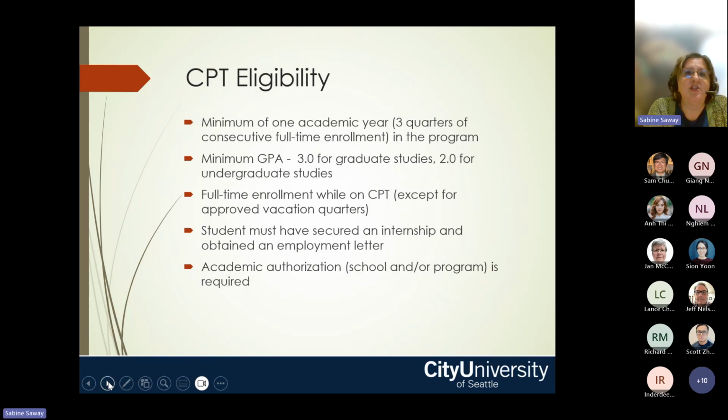Now, how are students eligible to apply for CPT? F1 visa holders need to have completed a minimum of 1 academic year, which means 3 consecutive full-time quarters in the program. Graduate students need to maintain a minimum GPA of 3.0 and maintain full-time enrollment while taking the internship class. Students must secure an internship and obtain an employment letter. And academic authorization is required before the internship can start.